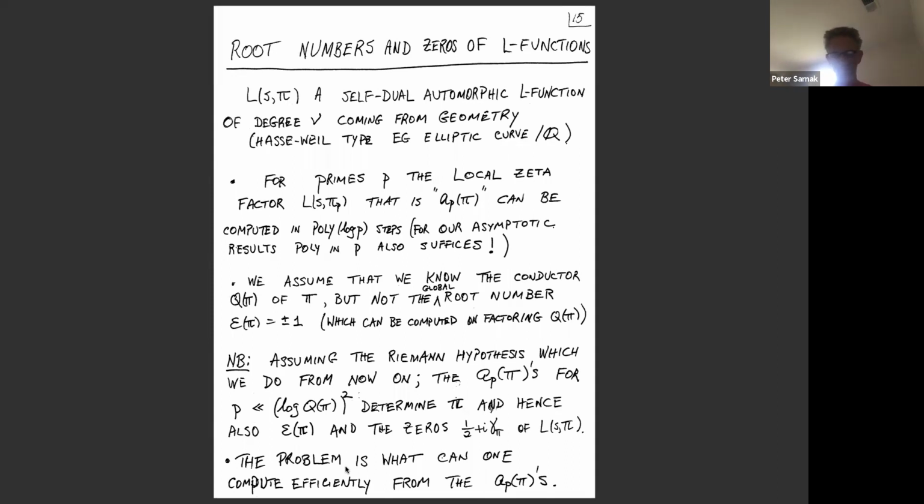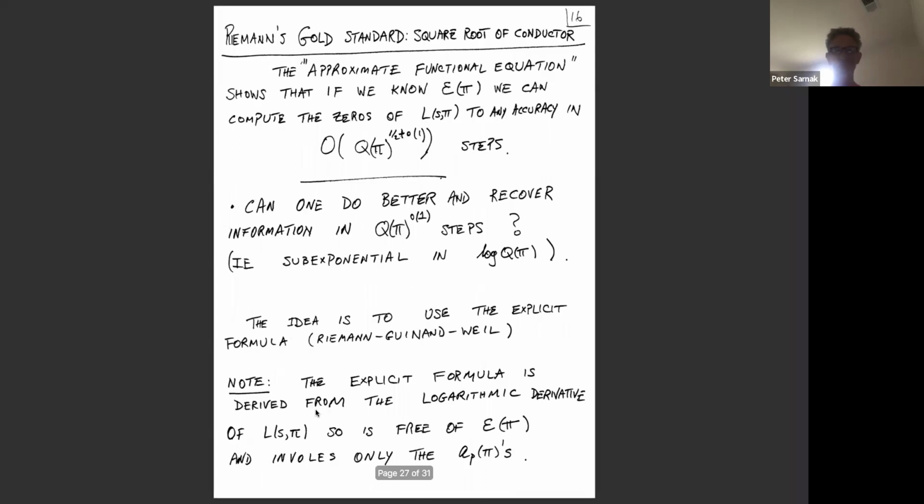But what we're trying to do is use that information to compute something quickly. And quickly is very demanding here, as you're supposed to do something in the number of digits, the information in the conductor, which is log of Q_pi. So we want to try to do something in log of Q_pi to a power. That's, of course, very ambitious.